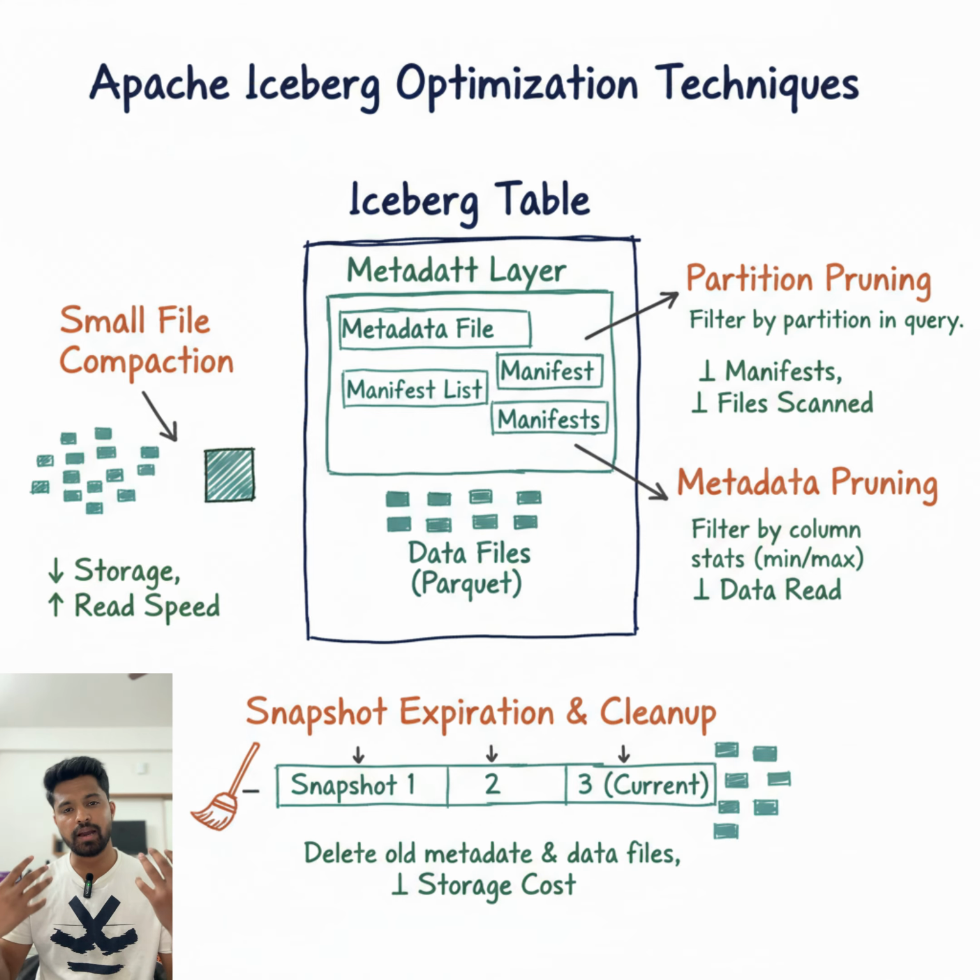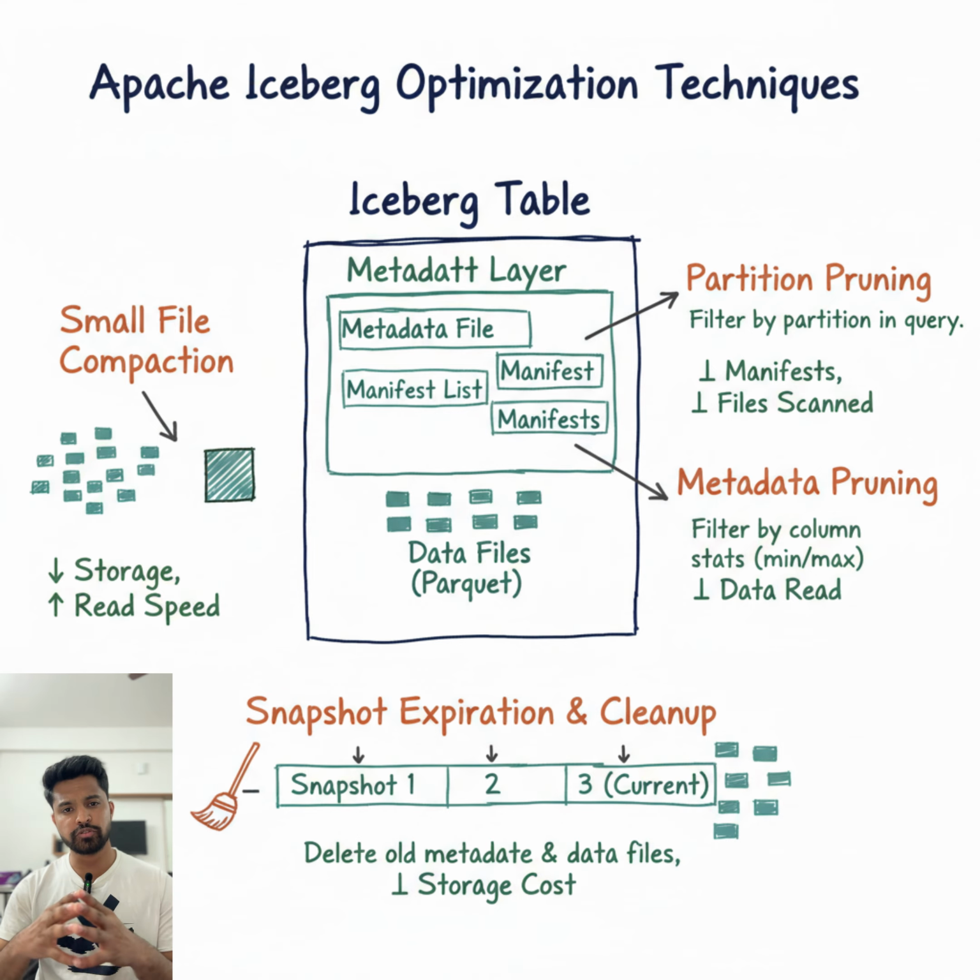What is small file compaction and why do we need to discuss this? If you work with streaming data or frequent upserts where your job is writing to the table, you definitely see this small file issue. Whenever there is a streaming job or frequent updates, thousands of small files are created in your Apache Iceberg table.